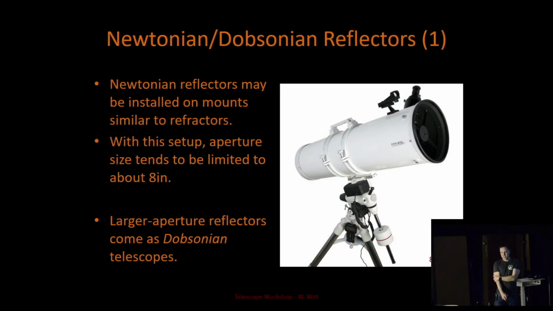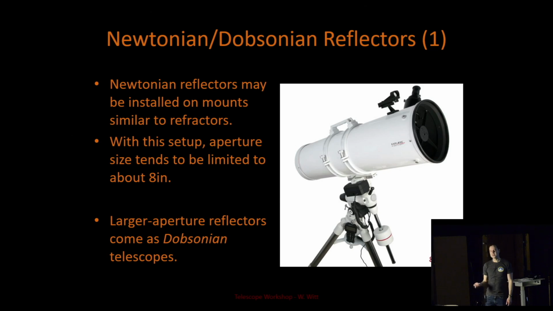So we're talking about reflectors. There are actually different kinds of reflectors. We discussed a Newtonian, and there are other kinds of reflectors, and they would require different mounting options. With this setup, the aperture tends to be limited to about 8 inches because of the way that we're mounting it onto this equatorial mount. You can see the tube is fairly long. Of course, the diameter gets bigger, which means it gets bigger and heavier, and that's harder to support on a tripod with a particular mount style.